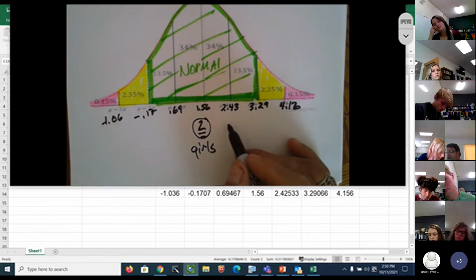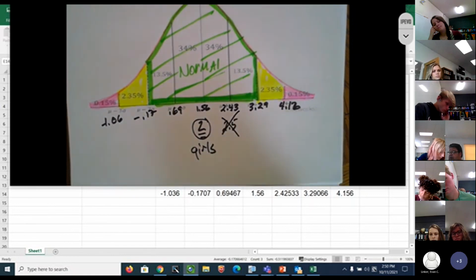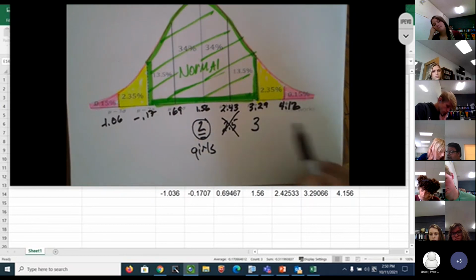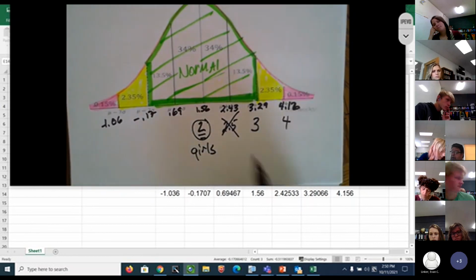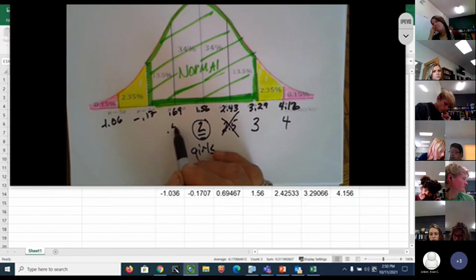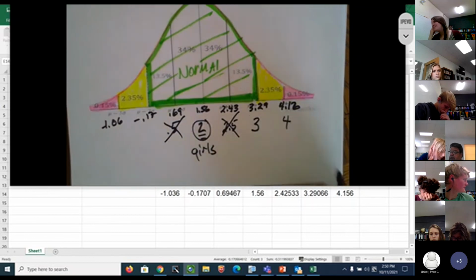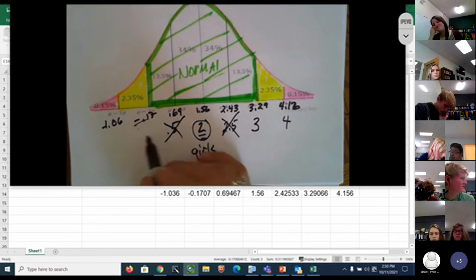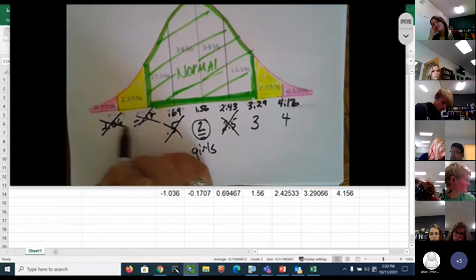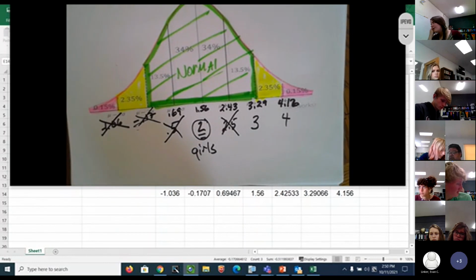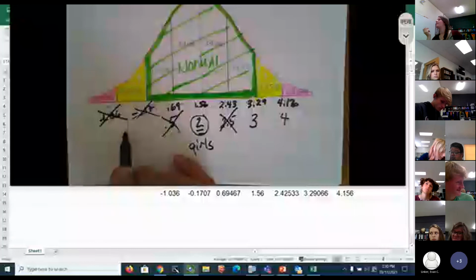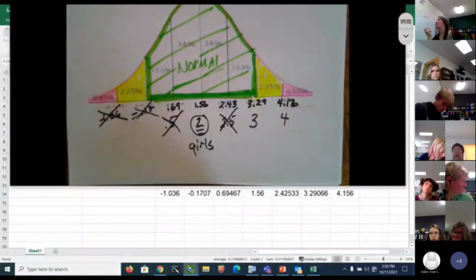This is 2.5. Well, you can't have really 2.5 girls. This is 3, and this is 4. Can't count a half a girl here. Can't count that one. There's no such thing as negative girls. I'm going to just take that out. Okay?